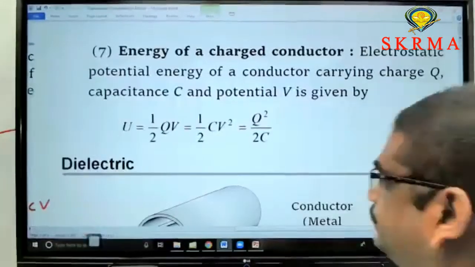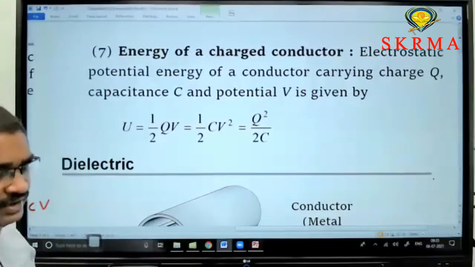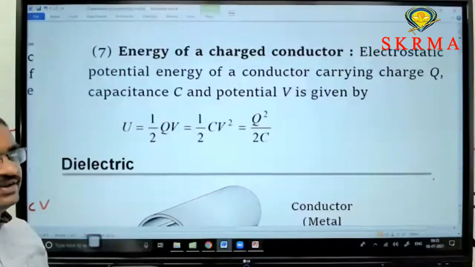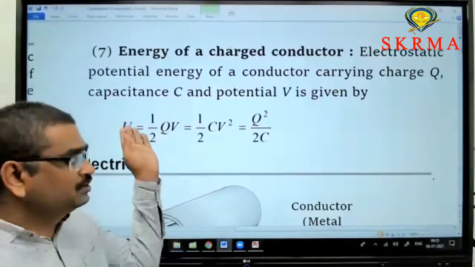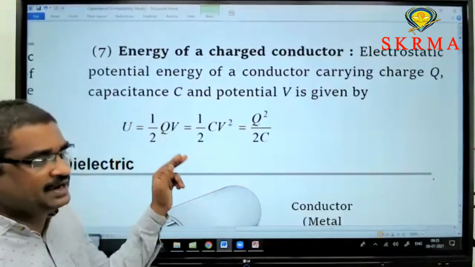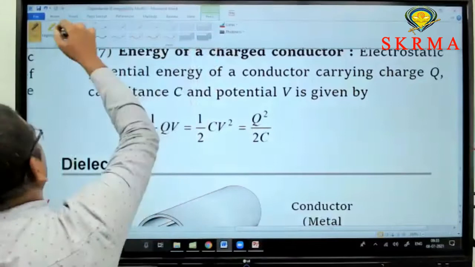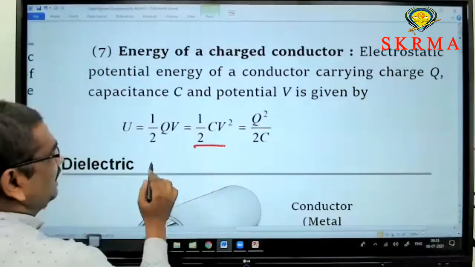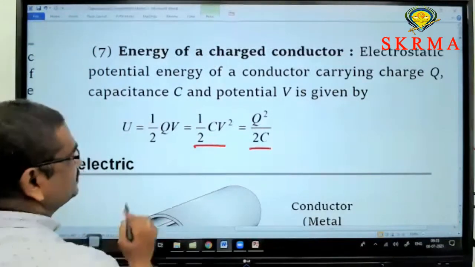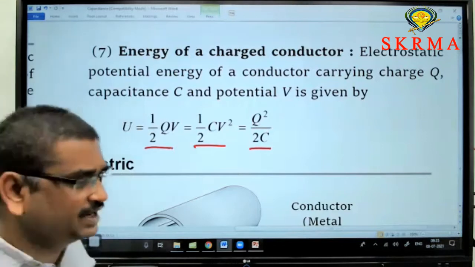Next one, energy stored in a capacitor. Energy stored in a capacitor is denoted by letter U, and that is equal to half CV square, 1 by 2 into CV square, or Q square by 2C, or 1 by 2 into Q into V. These are the formulas for energy stored in a capacitor.